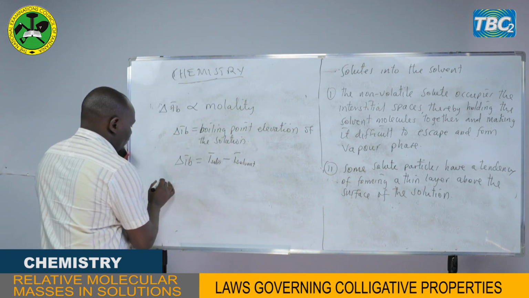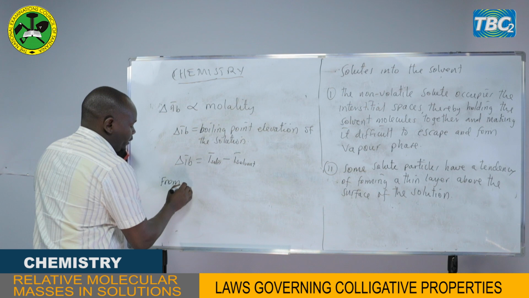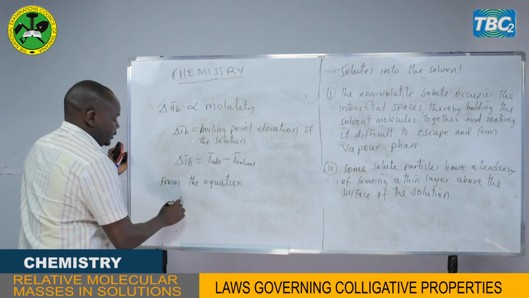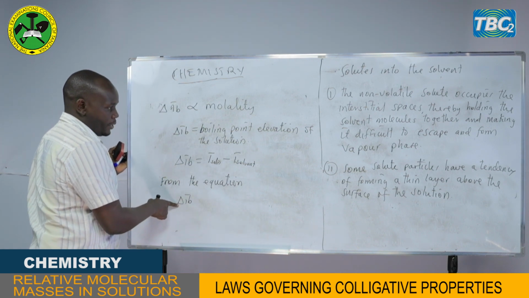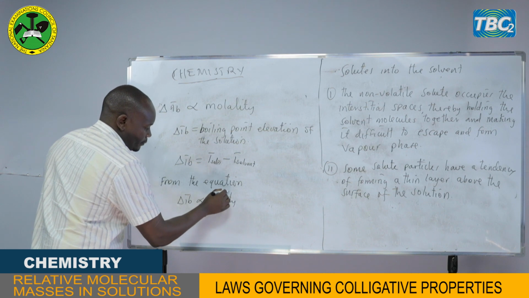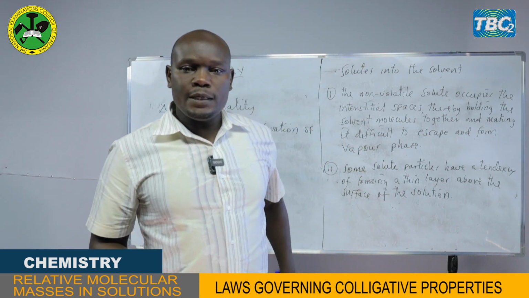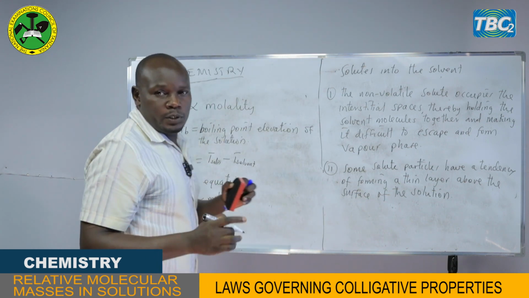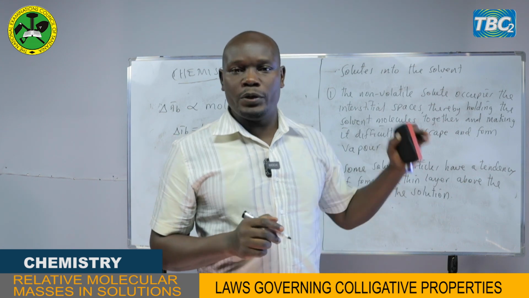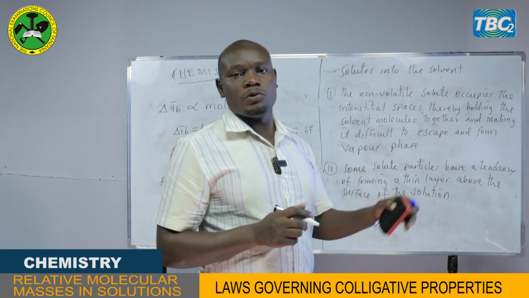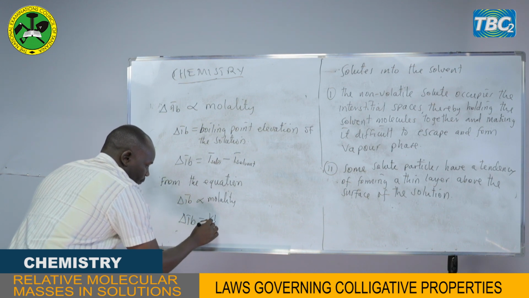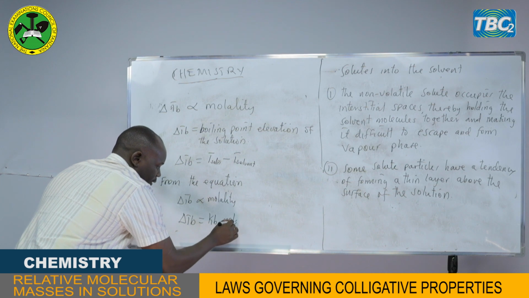Now, from our equation above, the change in Tb, which is the boiling point elevation, is directly proportional to molarity. By removing the proportionality sign, we put a constant value known as Kb, the molar boiling point constant, or sometimes the ebullioscopic constant. So ΔTb will be equal to Kb times molarity.